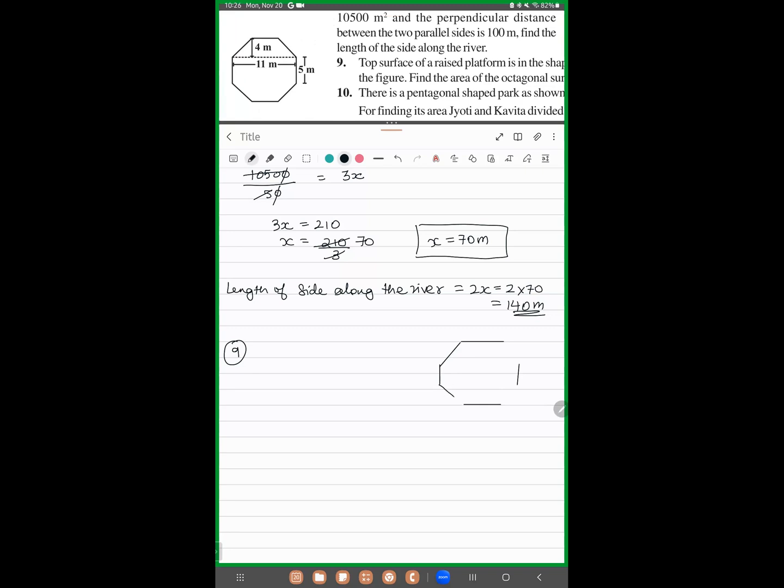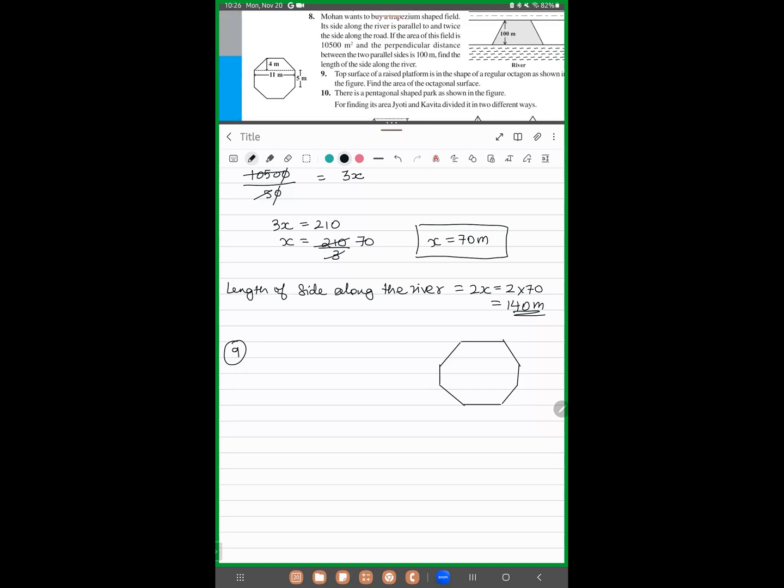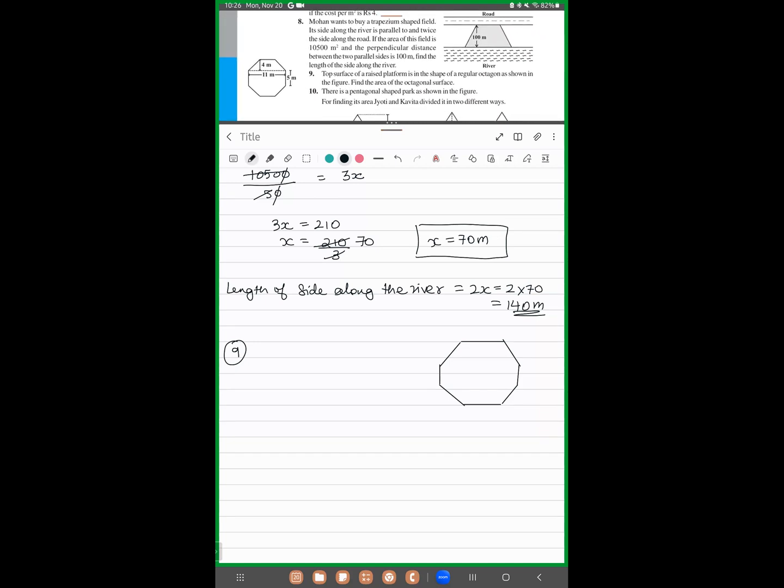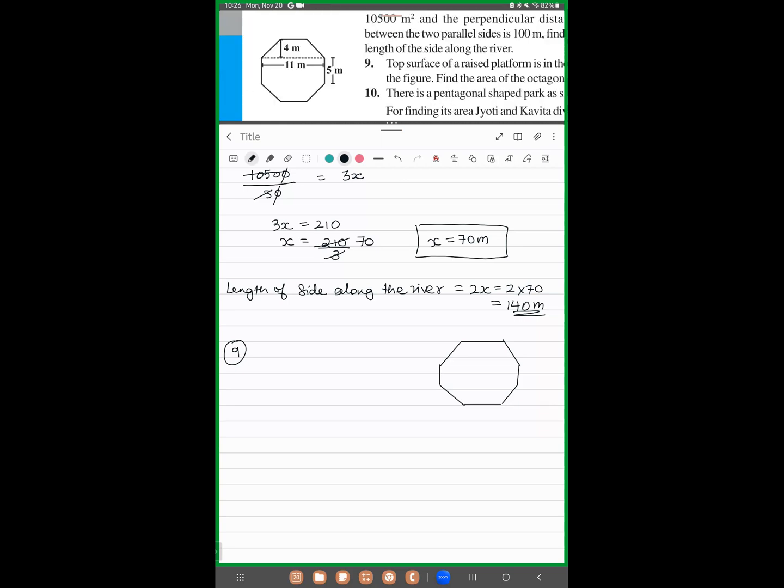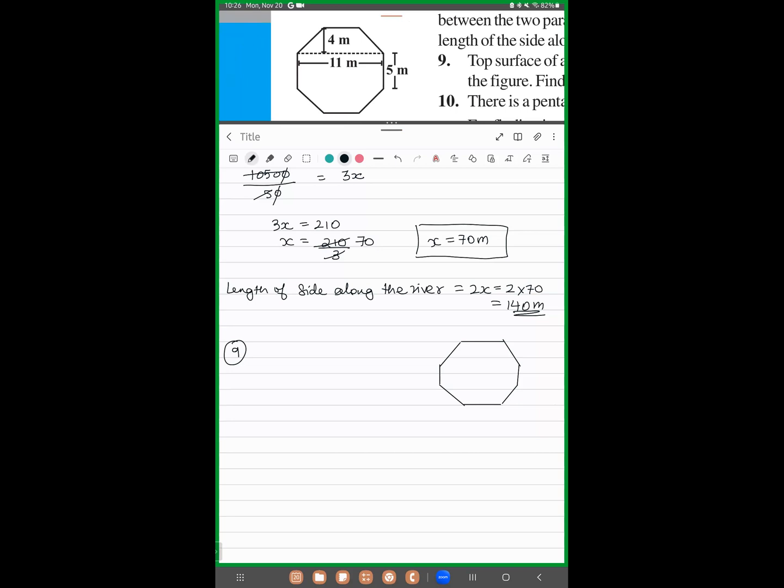Octagon means it has 8 sides, right? So they are telling the top surface is in the shape of a regular octagon. Find the area of the octagonal surface. Basically, you have to just find the area of this surface. So what they are saying is from here to here, let me mark it, it is 11 meters. From here to here, this is 4 meters.